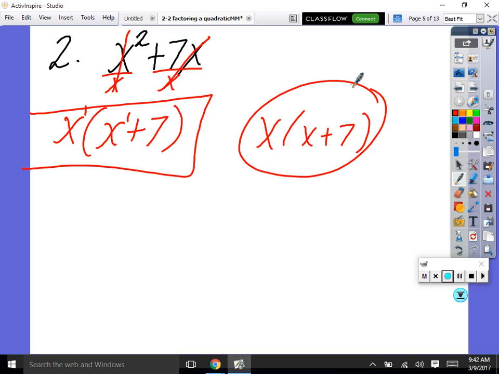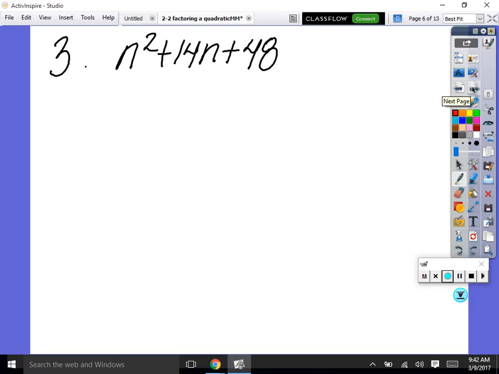Reorder it. We can just put it in standard form. So that means just put this squared first, so switch them. Okay, let's do number 3. So notice this one's not an easy one. There's nothing in common. So we're going to have to go through our process here.